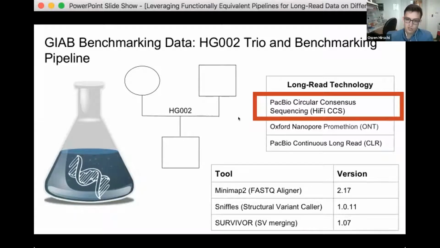We also wanted to use a benchmarking pipeline that was accessible on both platforms and similar to our future analysis, including Minimap2 for sequence alignments, Sniffles for structural variant calling, and SURVIVOR for variant merging. The latter of these 2 algorithms were developed here at Baylor.